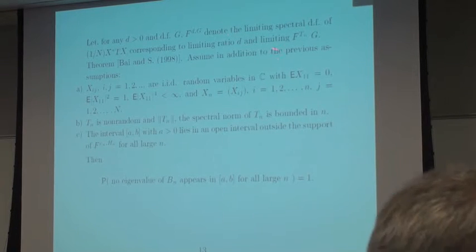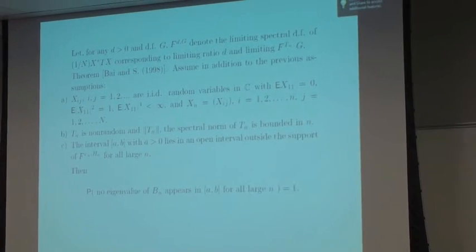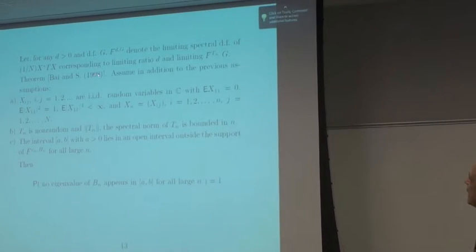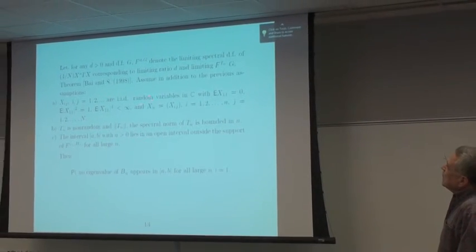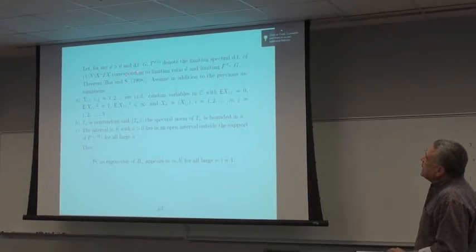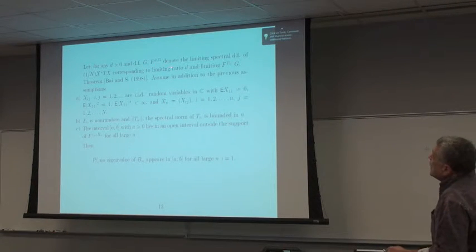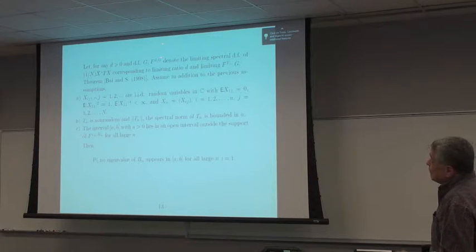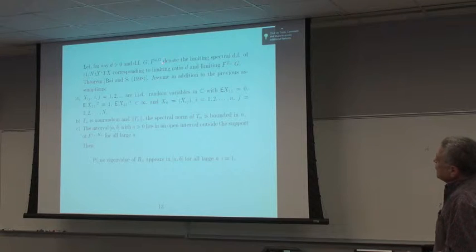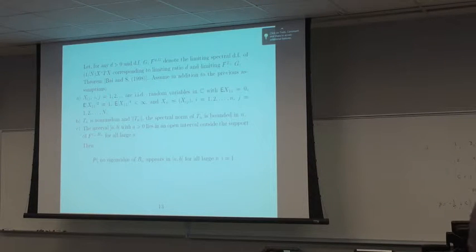All right, so now as far as having, we did it in two parts, and there was the first paper back in '98, where what we need is some consistency as you let the dimensions blow up. So here, for any positive number d and any probability distribution function g, let F denote the limiting spectral distribution of this matrix, corresponding to limiting ratio d and limiting distribution, which I called earlier, H_g.